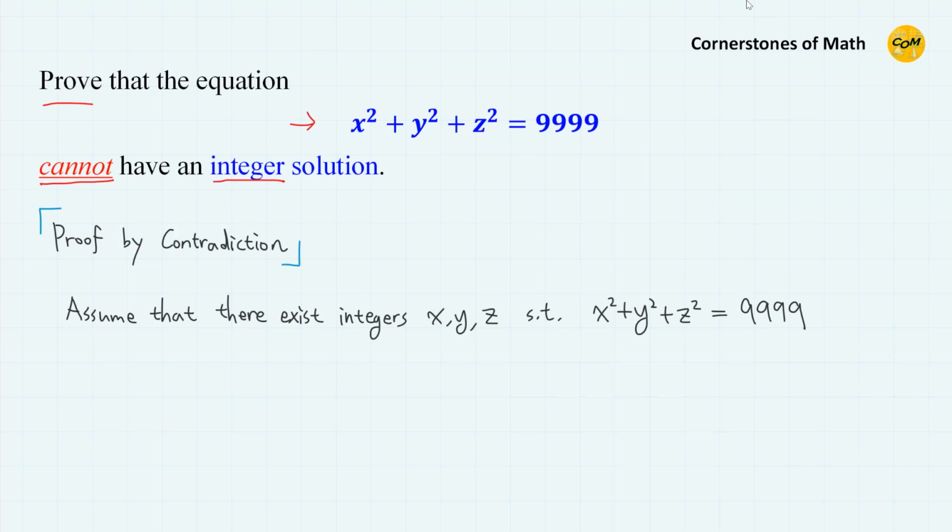So let us assume that there exist integers x, y, and z such that x squared plus y squared plus z squared equals 9999. Now when it comes to integers, one of their most important properties is that they can be classified into odd numbers and even numbers. So let us consider this odd-even thing first.